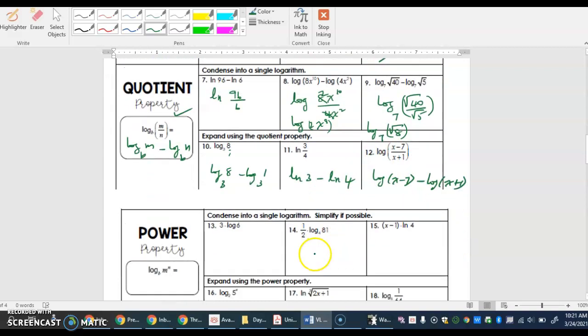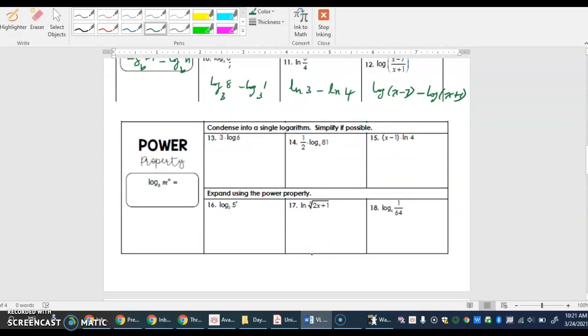Okay. Now quickly we'll go through the power property. Now power property is really simple. If you have something like this, there is a power here, m to the n in the argument. So this would be n times log m base b. What happened? This power is now coming as a line leader. It goes as the coefficient of this log.